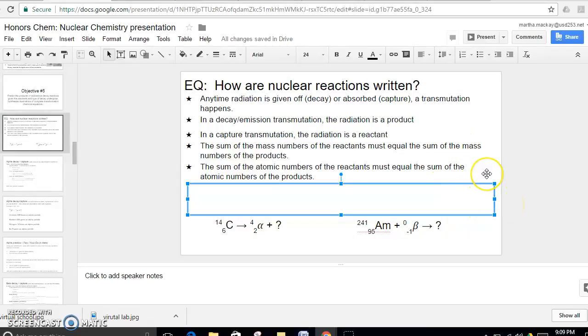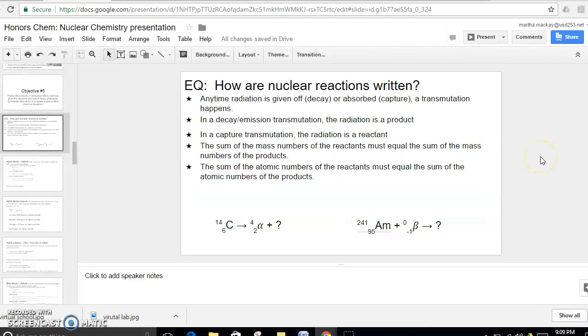Another thing that you've got to keep in mind, and this is a way to check yourself: the sum of the mass numbers of the reactants must equal the sum of the mass numbers of the products. So basically your numbers on top on both sides of the equation must be the same. And the sum of the atomic numbers of the reactants must equal the sum of the atomic numbers of the products. When we go through a few examples in class, I'll actually work through this more with you.